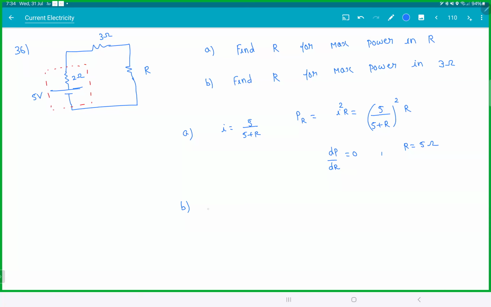But the second part, current I is again 5 by 5 plus R. So the power in 3 ohms would be 5 by 5 plus R whole square into 3. There is no R in the numerator. So for max power, R should be 0.